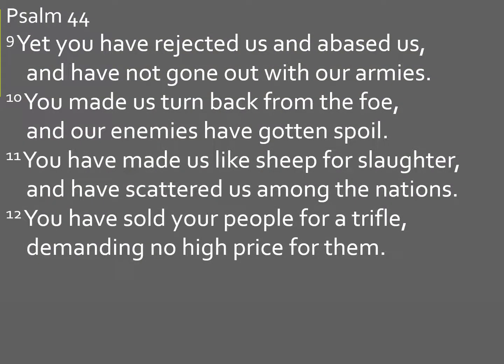For example, Psalm 44 says to God, "Yet you have rejected us and abased us, and have not gone out with our armies. You made us turn back from the foe, and our enemies have gotten spoil. You have made us like sheep for slaughter, and have scattered us among the nations. You have sold your people for a trifle, demanding no high price for them." This psalm is a complaint or even a lament over the state of the Israelites and how God has not taken care of them.